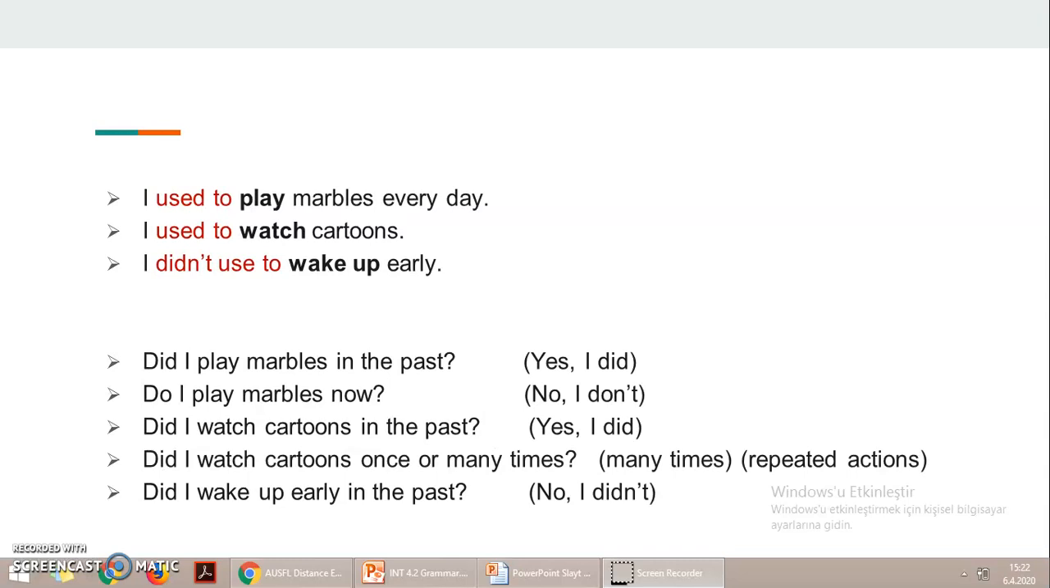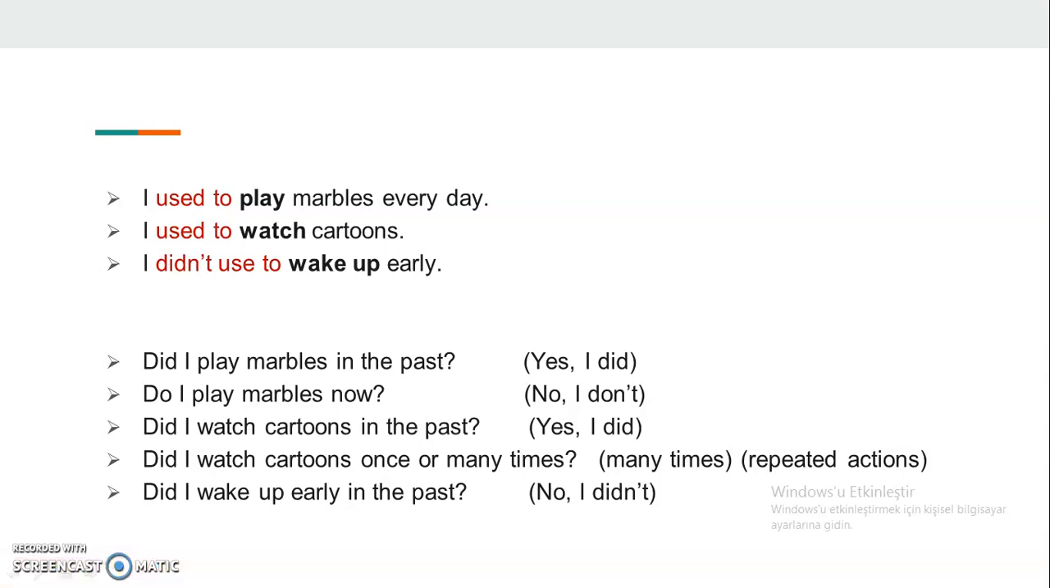Yes, here are the answers. I played marbles in the past every day, but now I don't play marbles. I used to watch cartoons in the past, but this is not a habit of mine anymore. I don't watch cartoons. Did I watch cartoons once or many times? I watched cartoons many times in the past. I repeated this action. It was not only for one day or once. Did I wake up early in the past? No, I didn't wake up early in the past.